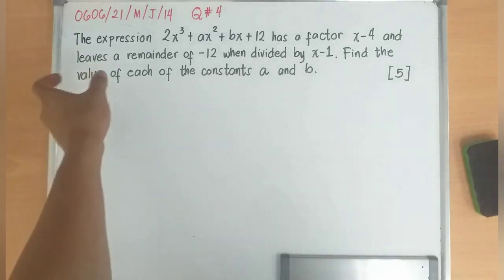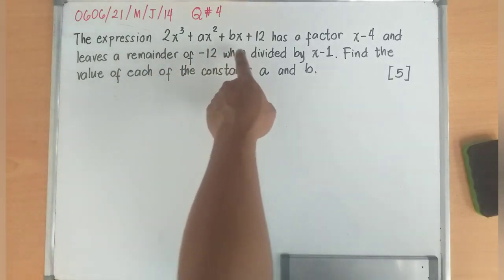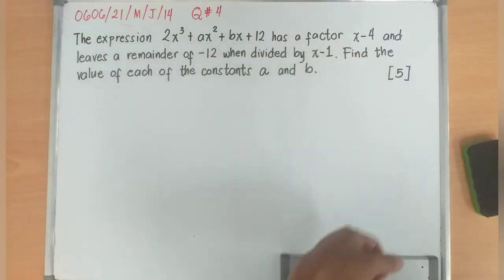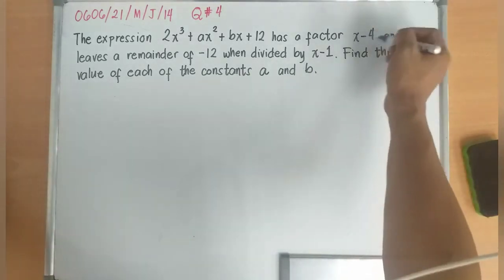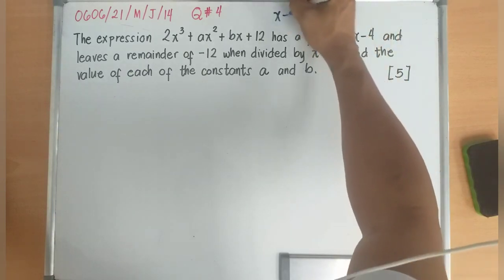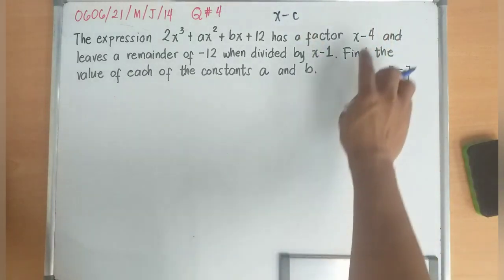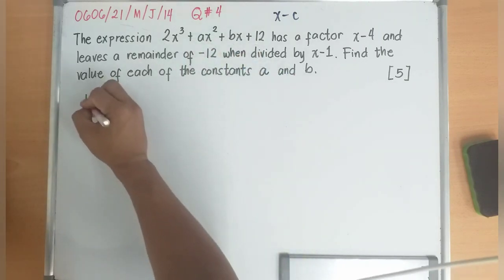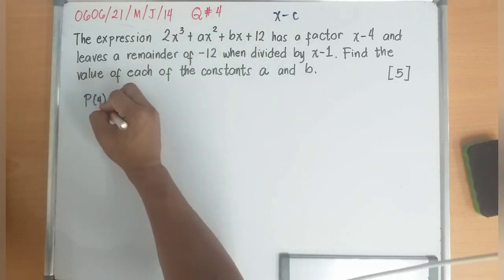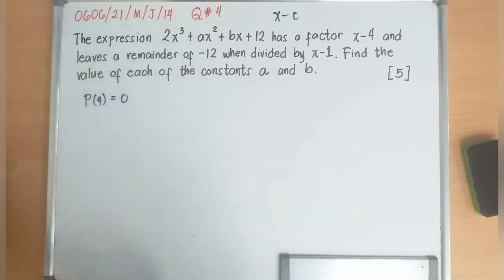Okay, so the expression 2x cubed plus ax squared plus bx plus 12 has a factor of x minus 4. So when we say factor, there is no remainder. Okay, thus, since this is x minus 4, this will be x minus c. The c will be the value of the x that will be replaced here. So it will become p of 4 is equal to 0.